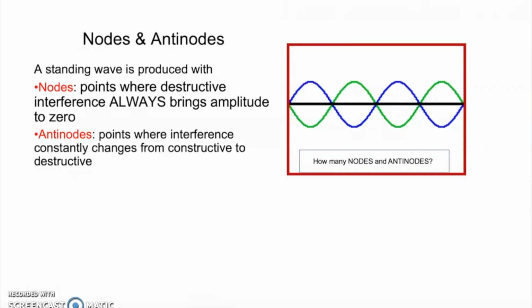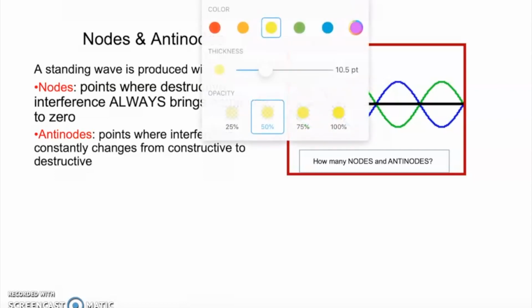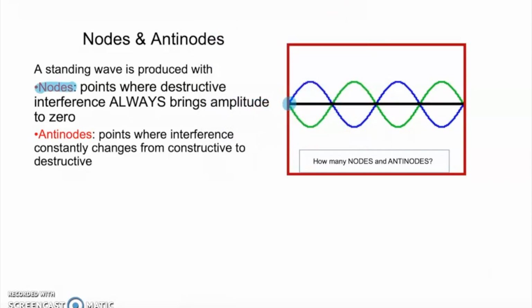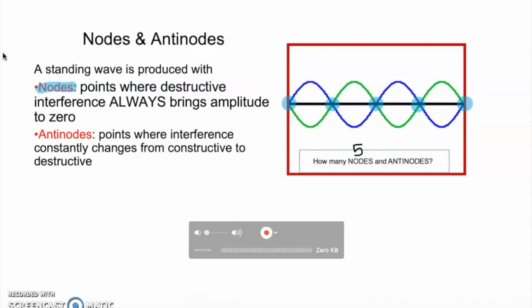So you'll notice that there are these points, we refer to them as nodes. The nodes are where the amplitude is always zero. In this diagram, you can see that the nodes are going to be here, here, here, here, and here. There are five nodes for the standing wave.